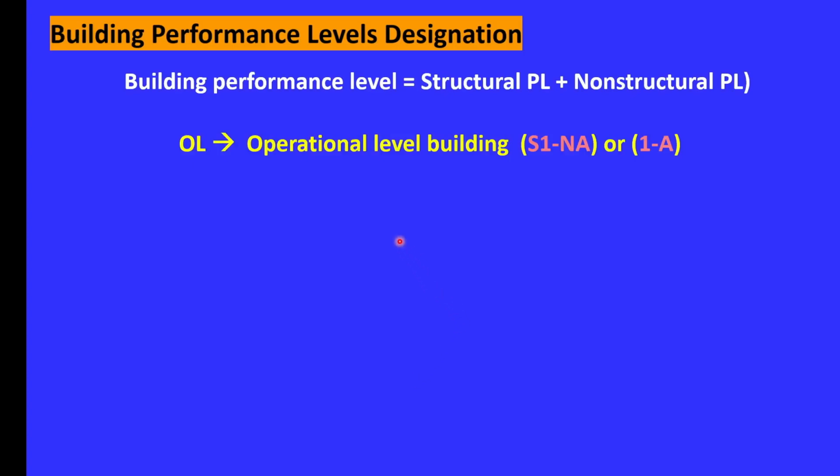So, topmost building performance level is the operational level, OL, operational level. So, it is a combination of S1 and NA. S1 structural performance level, NA non-structural performance level, and in short written as 1A. So, this is the highest. So, where will you use this building? It may be used in hospitals, it can be used in say nuclear power plants, it can be used in a building which contains hazardous materials whose failure will be a huge consequence to the surroundings. So those buildings require the highest stringent performance, and this is the operational level combination S1 NA.